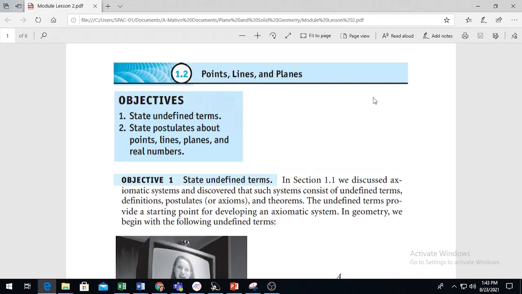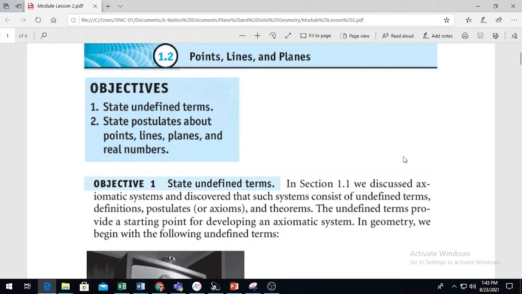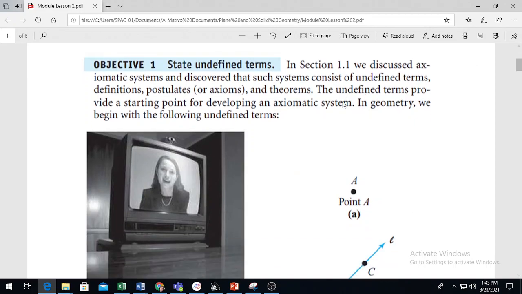So let's begin with the undefined terms. As I have told you last meeting, there are terms called undefined terms in plane and solid geometry. Long ago, these terms were already called undefined terms, not because we don't know what they are or they don't have a definition, but because we cannot establish or prove them in mathematical terms. So let's start this section by stating undefined terms.